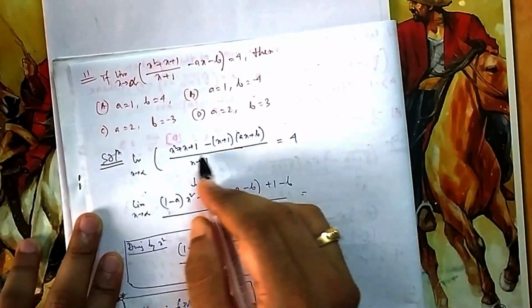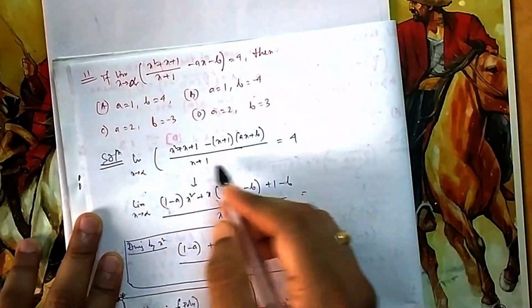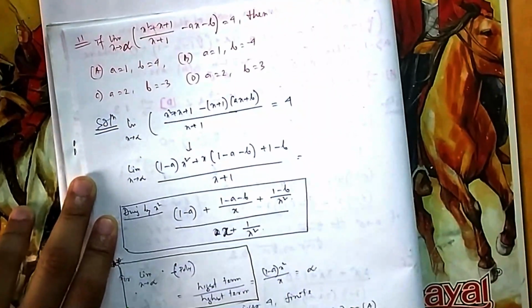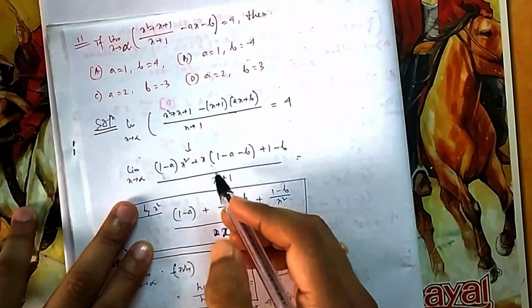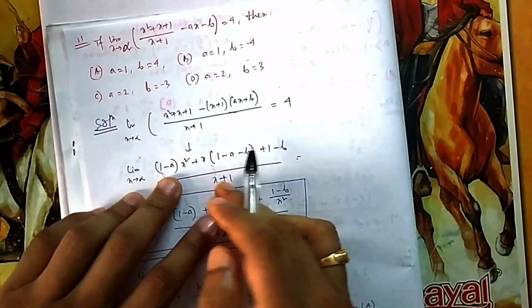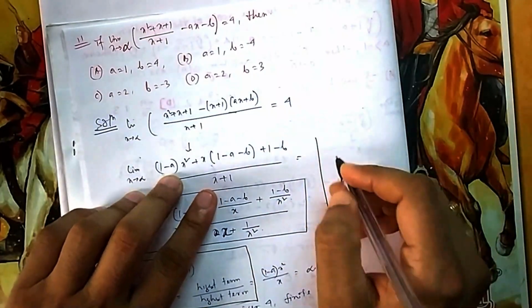If x goes to alpha, this one is given, then what is the answer? If you write it in this expression, if you take LCM, this is poly by poly. Again I told you, for poly by poly, what was the answer? This by this, highest by highest. So if you take this one is highest, this one is highest, no need to go in this way.